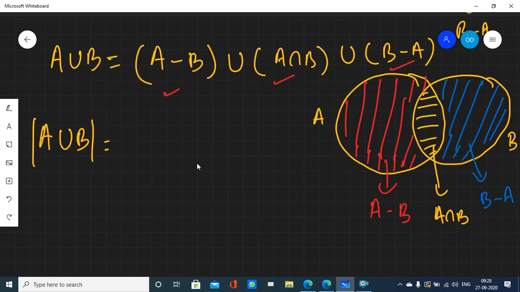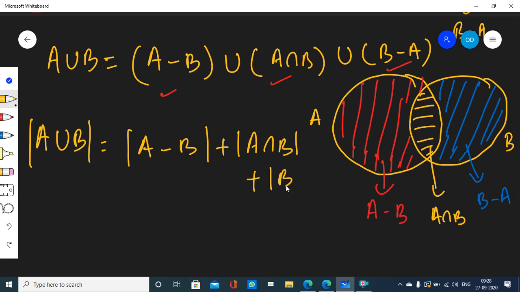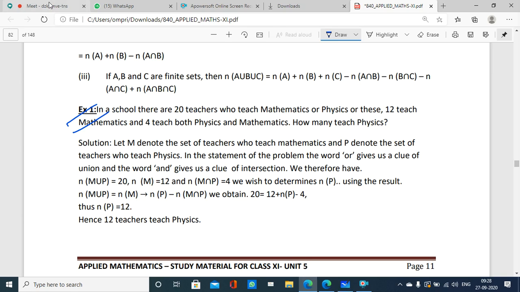Here you see that since these three have nothing in common between them, the cardinality of their union will be equal to what? Cardinality of A minus B plus cardinality of A intersection B plus cardinality of B minus A. Does anybody have any doubt up until here?